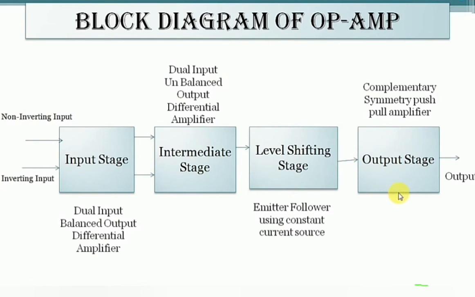Now the last stage, nothing but the fourth stage, is the output stage. The basic requirements of this output stage are low impedance, large AC output voltage swing, and high sourcing and sinking capability. In order to meet all these requirements, we are using a complementary symmetry push-pull amplifier.